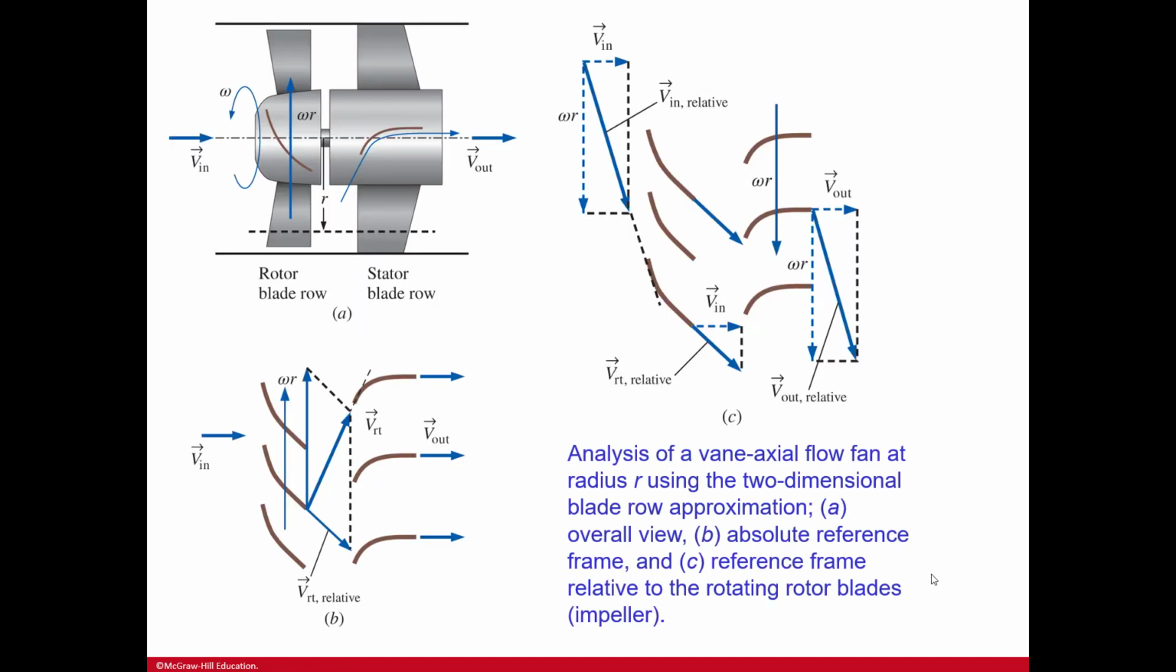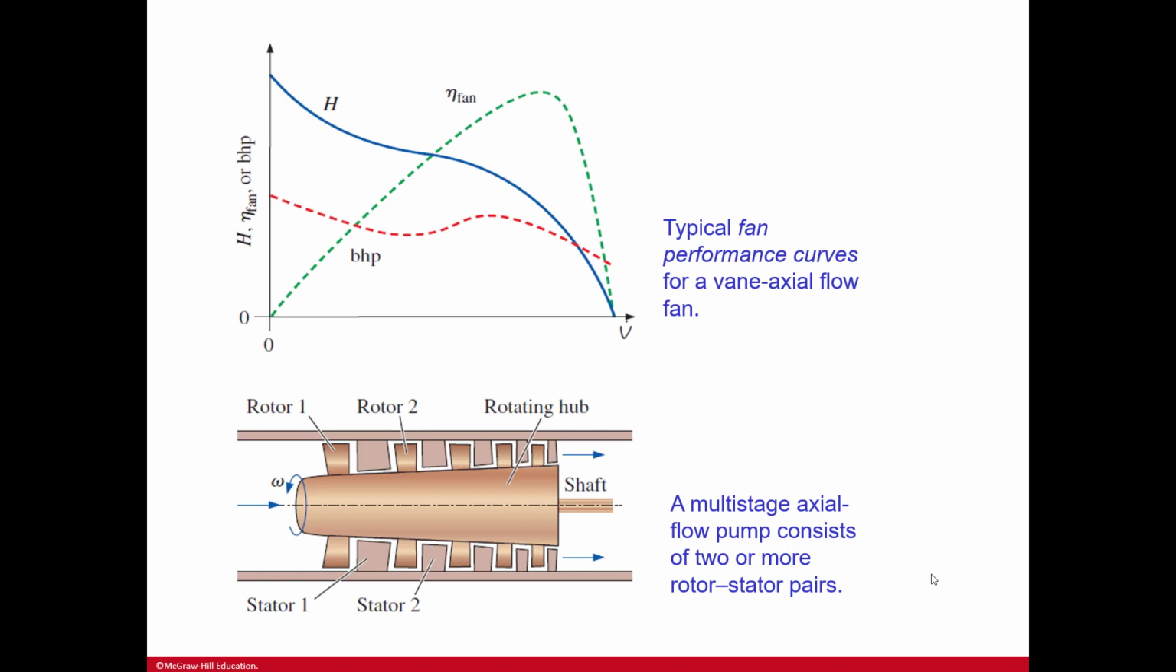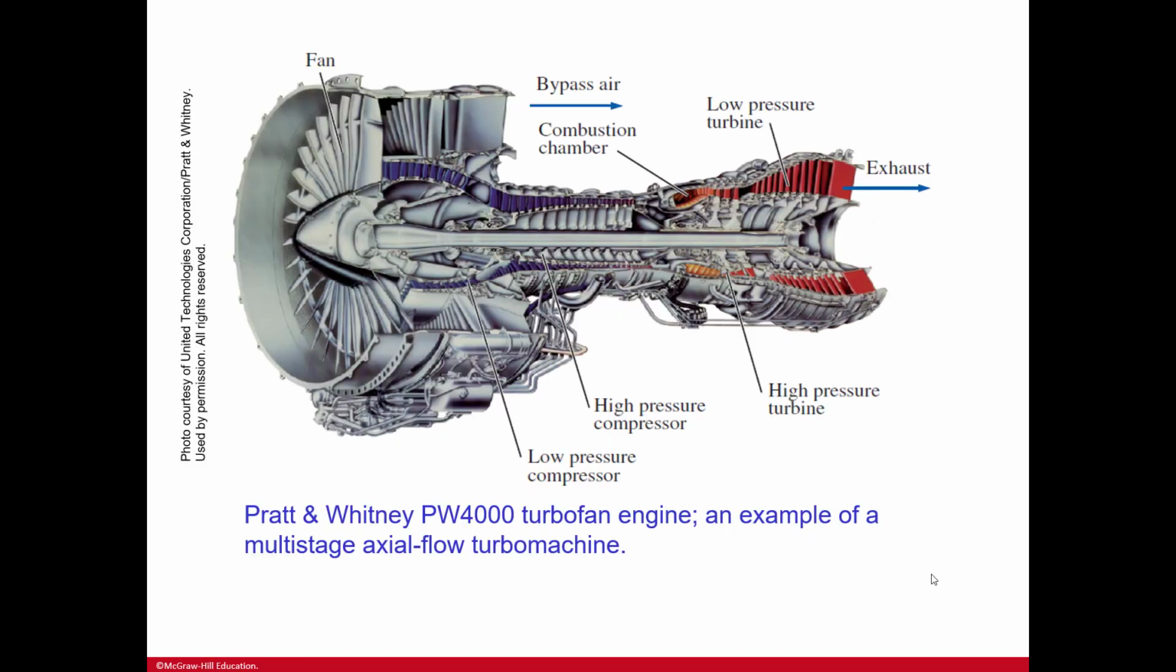Here's just the analysis of those. And typical fan performance curves for a vane axial flow fan, and then a multi-stage axial flow pump consisting of 2 or more rotor-stator pairs. And then the Pratt & Whitney PW4000 turbofan engine is an example of a multi-stage axial flow turbomachine.